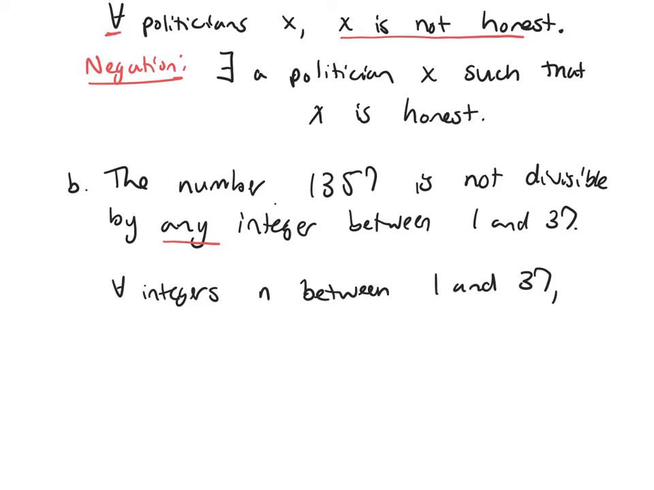And what do I need to say about these integers n? Well, it's related to the number 1357. 1357 is not divisible by n.